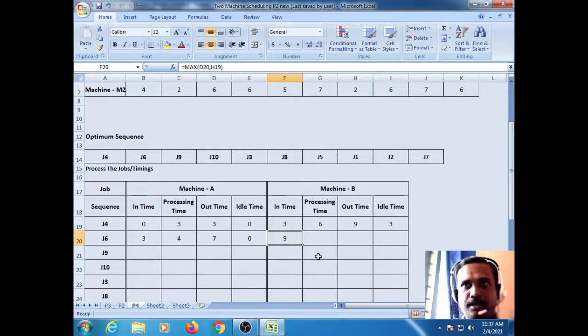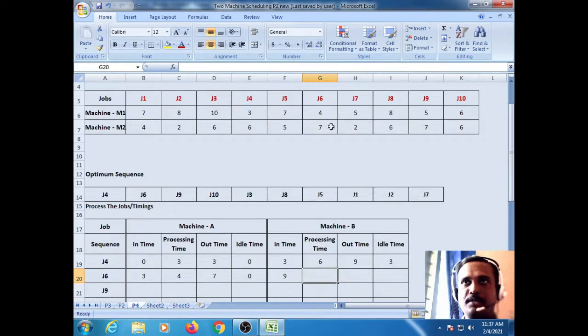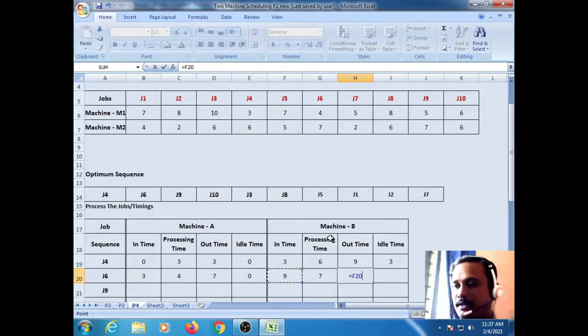Right. Then processing time. For job 6 the processing time is 7 hours. So 7 I will take here. Then I will calculate the out time here. So simply the processing in time plus processing time, then I will get the out time. Right. Then coming to the idle time.